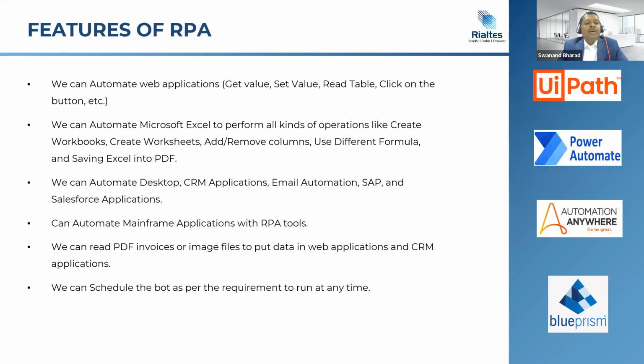Now we can schedule the bot as per the requirement to run at any time. This is one of the best features where we can schedule the bot, we can trigger the bot. When we say schedule the bot, it means it will run 24/7. So there is no time limitation. Like when we hire any employee, there is a limitation, he will work for 8 hour or 9 hour or max 12 hour. But when we automate that particular process, we can schedule that particular bot to complete that task at any time. It may be on weekend, it may be on holiday. So that's the benefit of RPA.